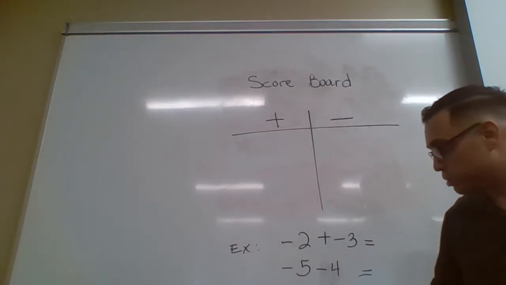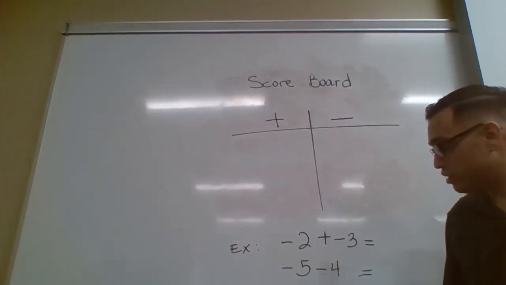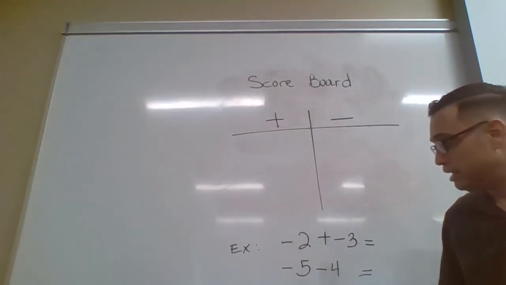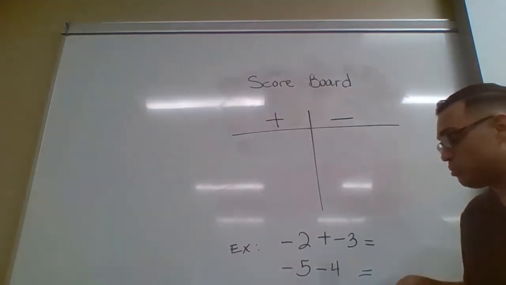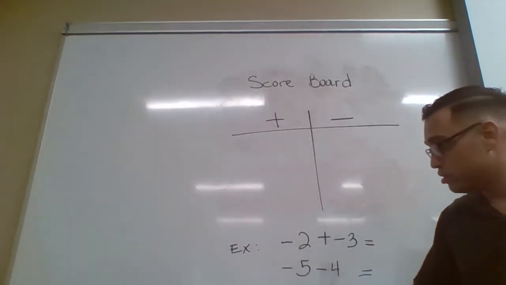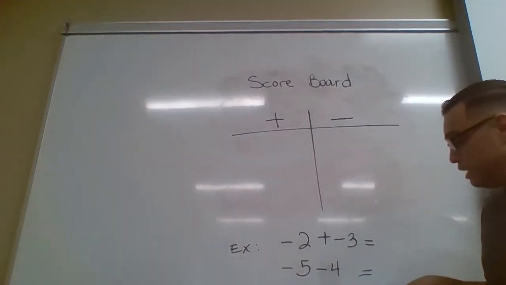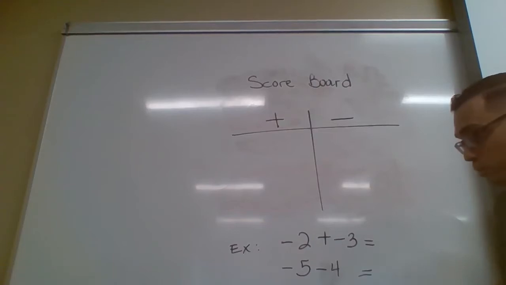So -6 plus 4. The 6 is negative, and the 4 is positive. They're different signs, so we're going to subtract these numbers, and my answer would be 2, and keep the sign of the biggest number. The biggest number is the 6, so it would be -2. So the answer here for -6 plus 4 would be -2.